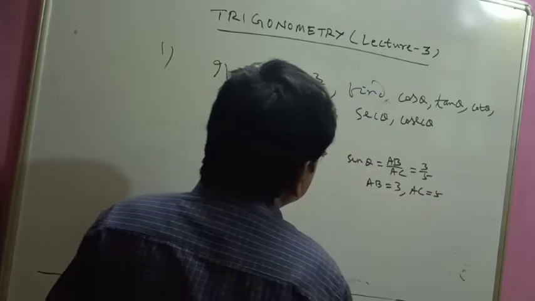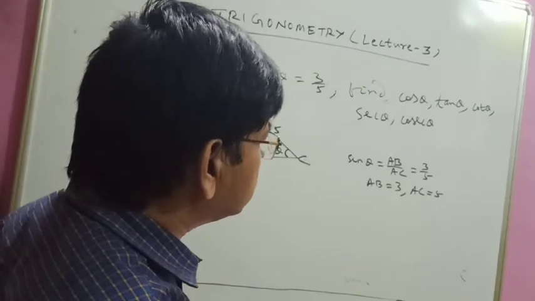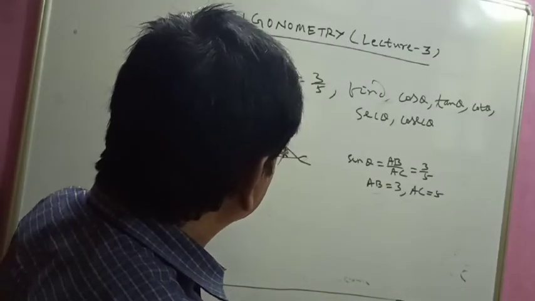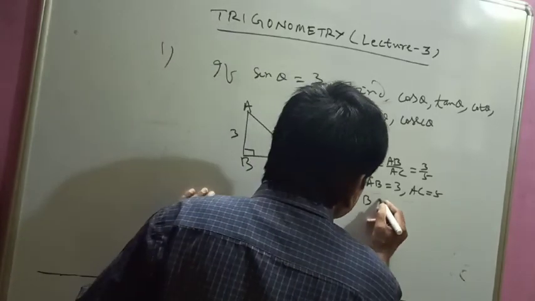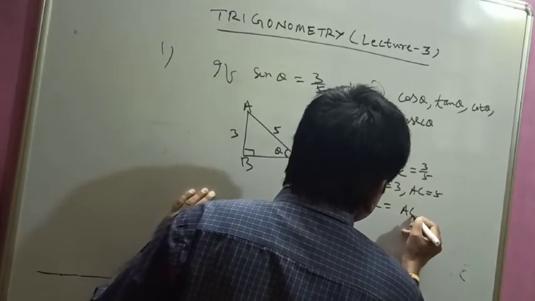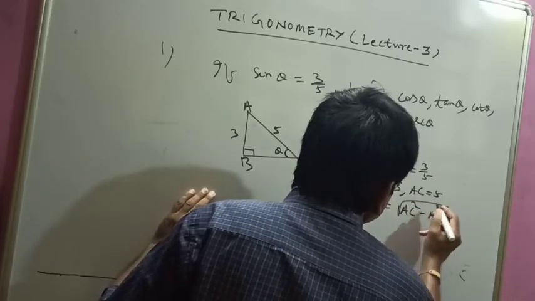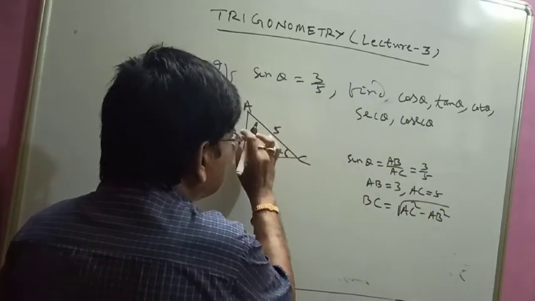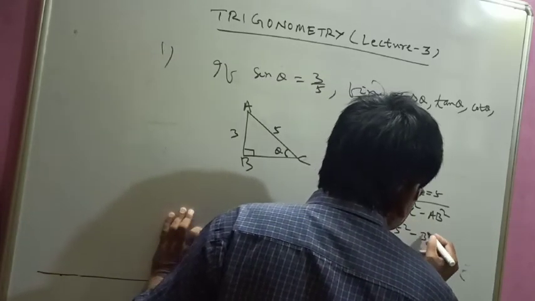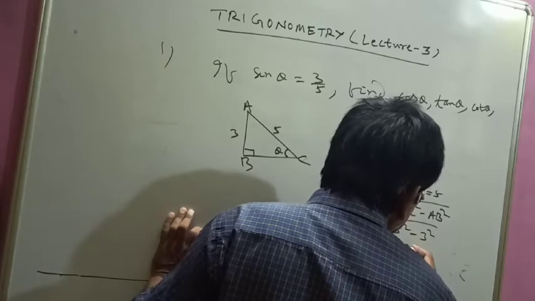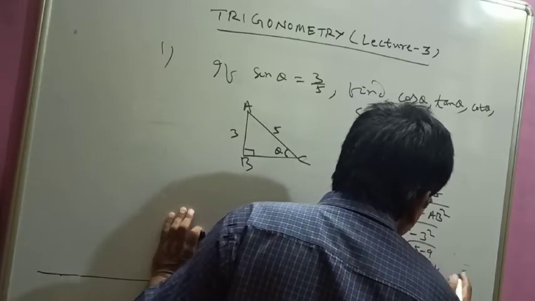AB is not exactly 3, suppose AB is 3x, then AC will be 5x. That x can be anything. So for comfortable calculation, let us take it 3 and this is 5. So now what is your BC? According to Pythagorean theorem, it is root of AC square minus AB square, that is root of H square minus B square. AC is 5, AB is 3, so this will be root of 25 minus 9, so it is root of 16, that is 4.